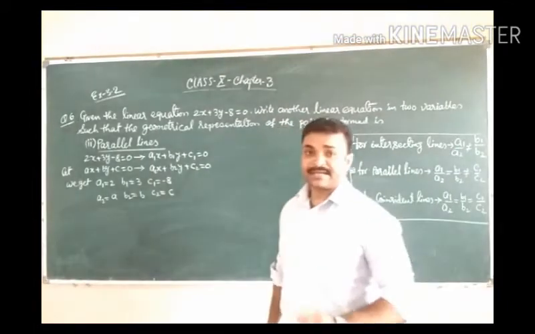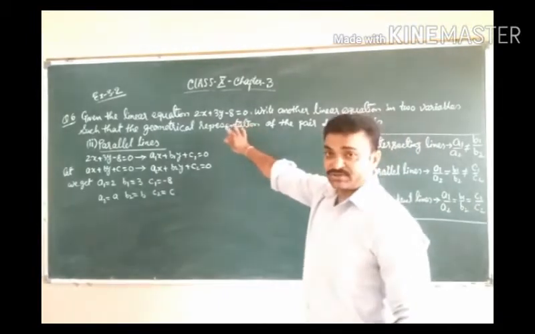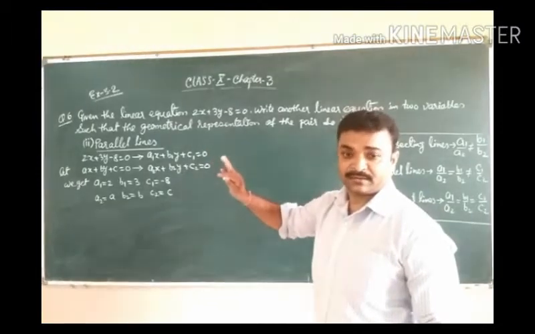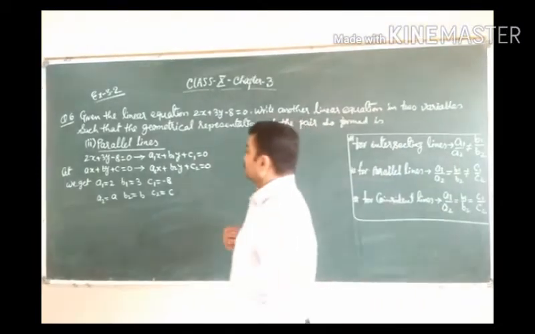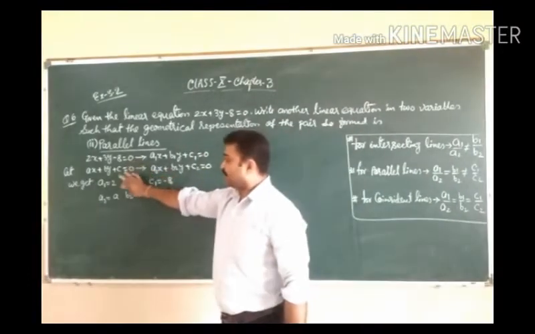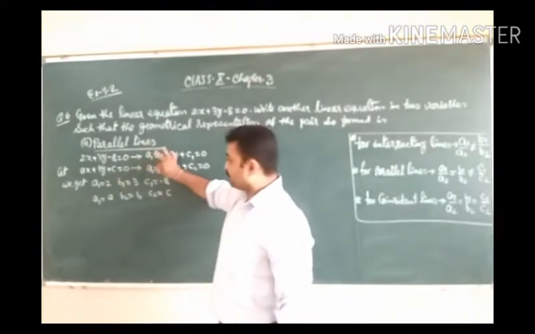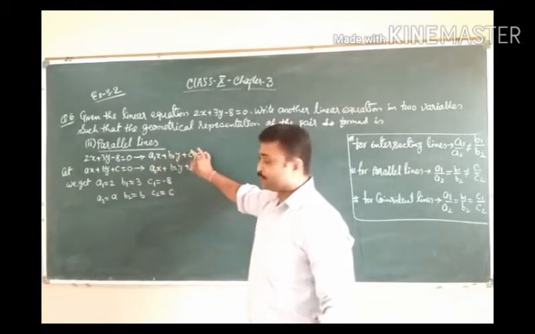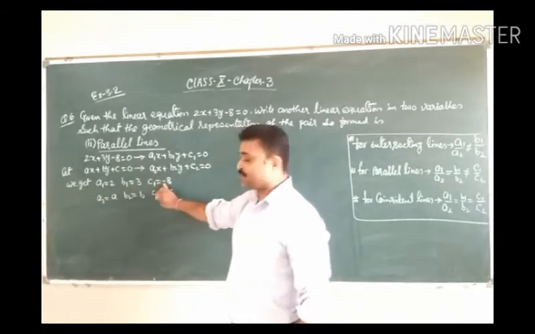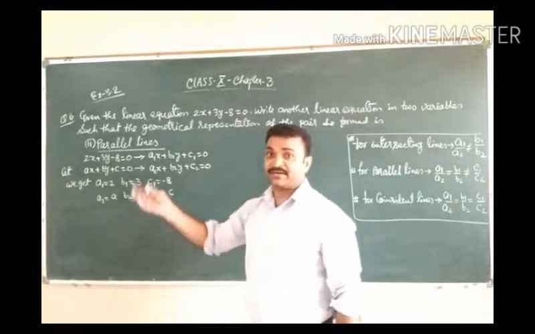Students, in the second part, we have to write another linear equation from this linear equation such that the two lines will be parallel. Clear? So we have given 2x plus 3y minus 8, and we are taking another line ax plus by plus c is equal to 0, and then comparing these two equations with the general equation, we get a1 is equal to 2, b1 is equal to 3, c1 is equal to minus 8, and a2 is equal to a, b2 is equal to b, and c2 is equal to c, as we did in the previous one.